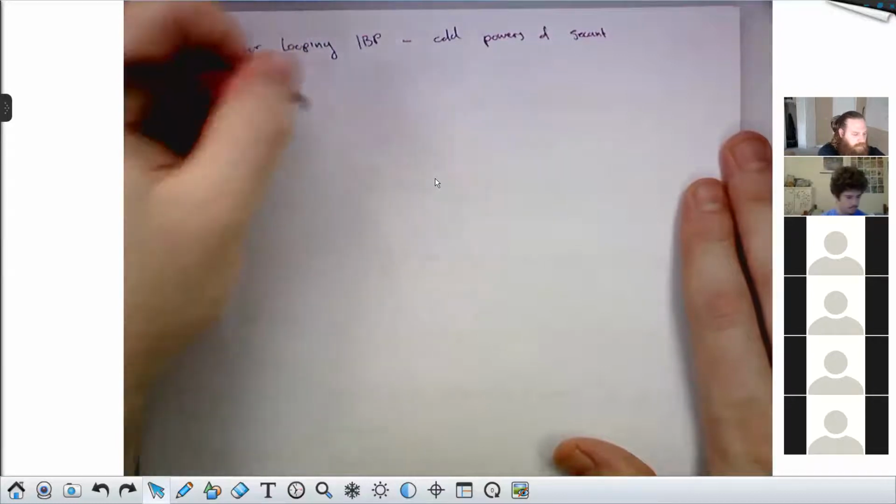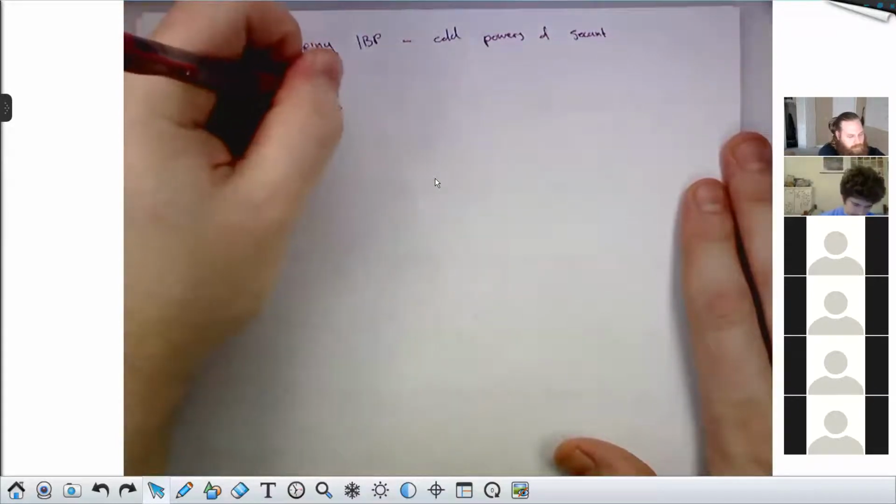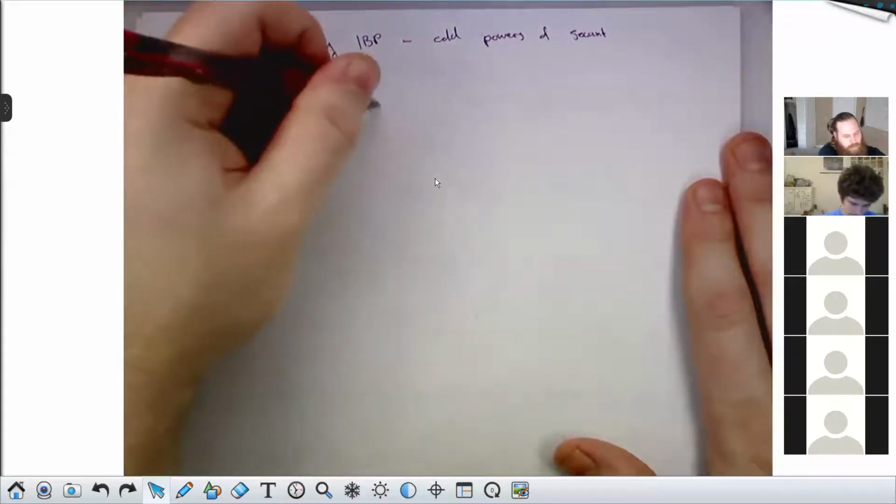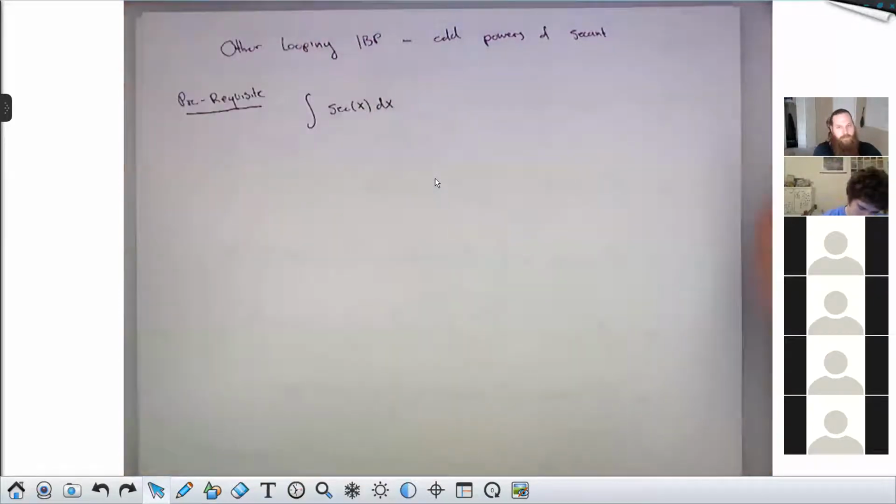And secant, it's a U-sub problem. You guys remember how to integrate tangent? You write it as sine over cosine and substitute for the bottom. This is kind of similar to that, only it involves a really bizarre first step.